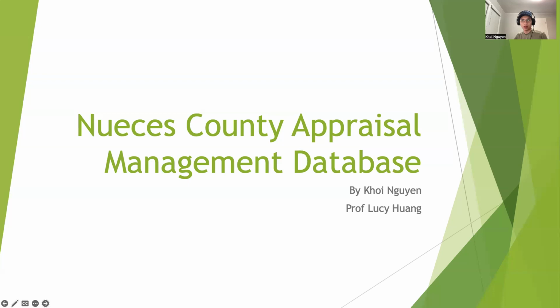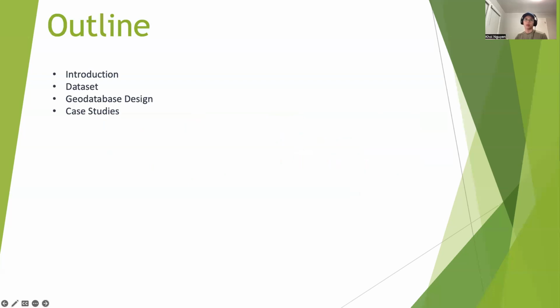For the outline of this presentation, we will have four main sections. Section one is to introduce the appraisal data and the purpose of this project. The second one is to introduce the data set used in this project. The third one will be the geodatabase design to store the data. And the last one is to present the case studies.